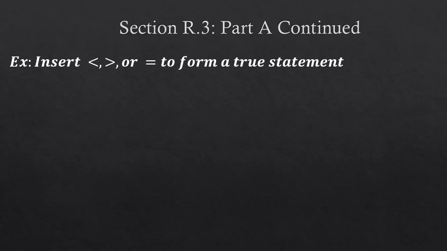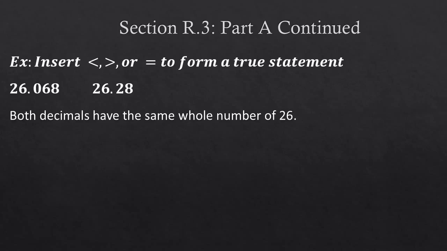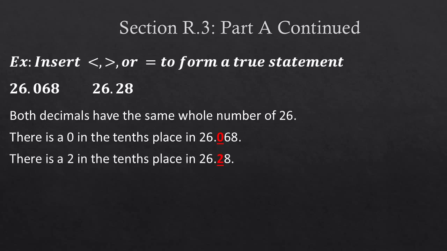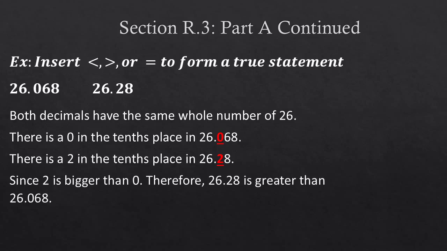Insert a less than, greater than, or equal to form a true statement. Which symbol will make these two statements true? Well, let's start. Both decimals have the same whole number of 26, which doesn't really tell us much about the number. However, there is a 0 in the tenths place in 26.068. There is a 2 in the tenths place in 26.28. Since 2 is bigger than 0, therefore 26.28 is greater than 26.068. Therefore, the symbol that belongs in the middle is the less than.